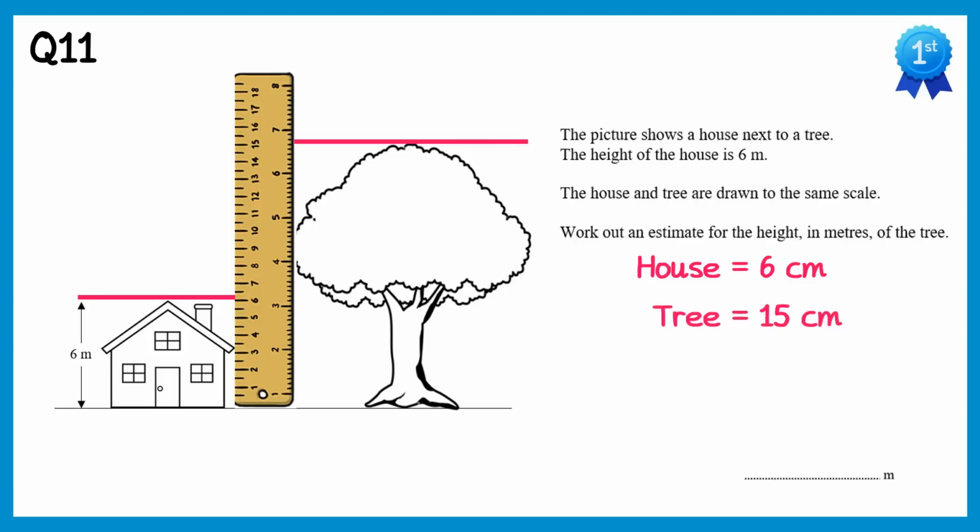Next we need to decide how many times bigger the tree is compared to the house. So if you do 15 divided by 6, you'll get 2.5. This means it's 2.5 times bigger.